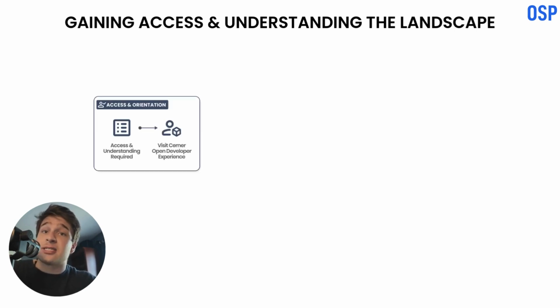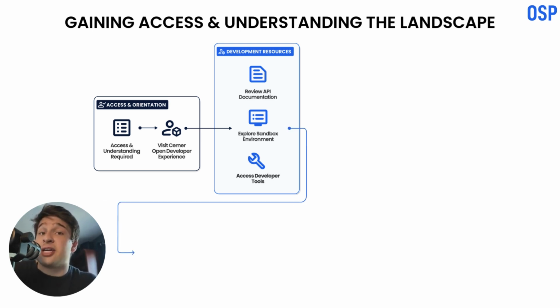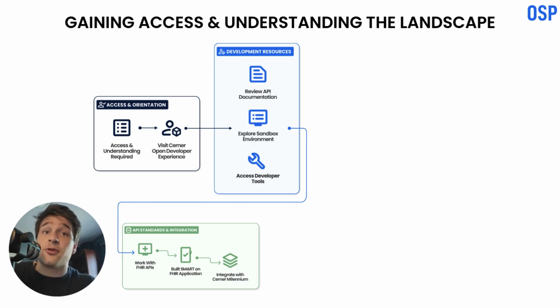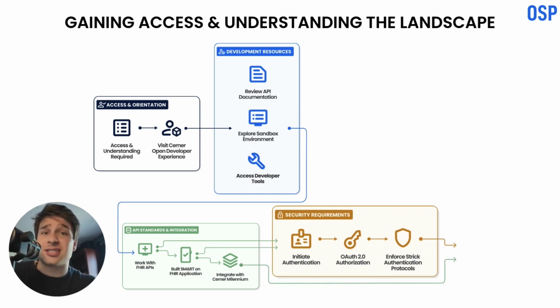Your first stop is the Cerner Open Developer Experience, the code program. This is your gateway to API documentation, sandbox environments, and all the tools you'll need. You'll be working primarily with modern FHIR APIs, the standard for healthcare data exchange. Cerner also supports SMART on FHIR, which lets you build apps that launch seamlessly inside the Cerner Millennium interface itself. And because we're dealing with protected health information, security is paramount. Everything is secured with OAuth 2.0 and strict authentication protocols. Getting this foundation right is critical.